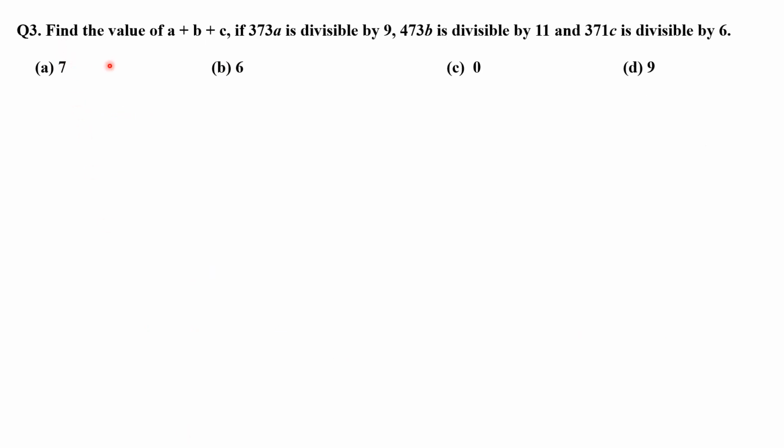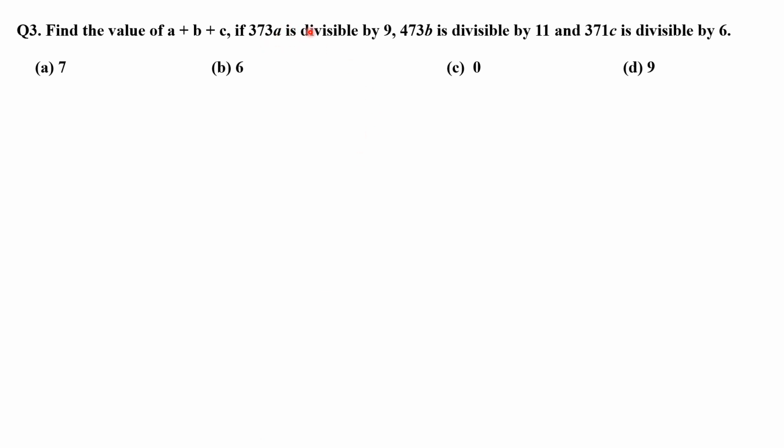Now question number 3. Find the value of a plus b plus c if 373a is divisible by 9, 473b is divisible by 11 and 371c is divisible by 6. So to get the value of a plus b plus c, first we have to get the value for a, b and c, right? So let's begin. First we'll find the value of a.